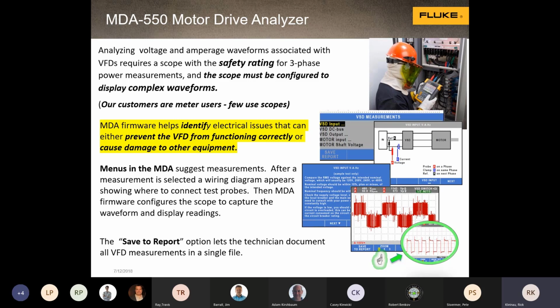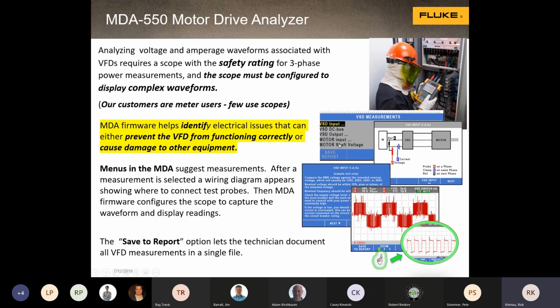Our customers tend to be meter users, not scope users. If you're going to troubleshoot, you look to the right, you see that PWM signal coming out of the drive. If you're going to troubleshoot the ripple on the DC bus or reflections, if you really want to get a handle on what's happening on the output side of a drive, you have to have a scope. The scope has to have the right safety rating and be able to handle complex waveforms. Hence this little firmware package to help you figure out how to make the measurements.